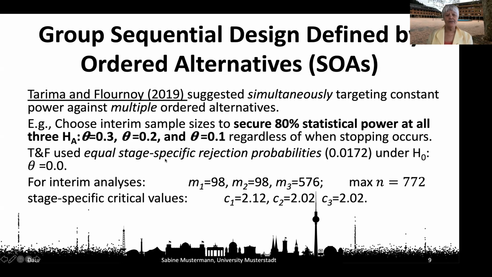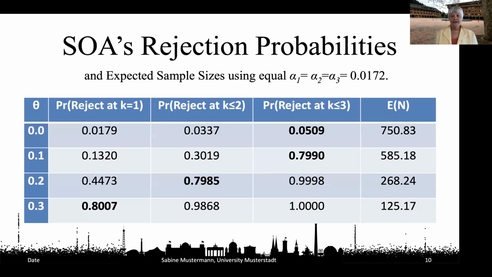In this case, what we used in this paper is equal stage-specific rejection probabilities. And so we got the sample sizes for the interim analyses of 0.98, 0.98, and 576. So this looks at it a little differently. We have our constant alpha spending function for this example.